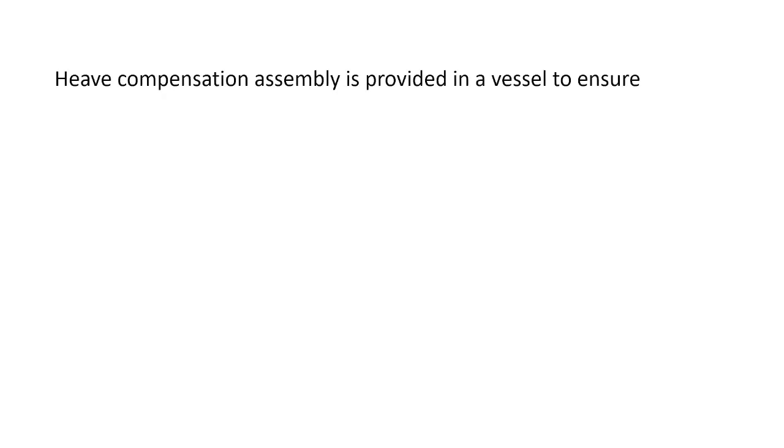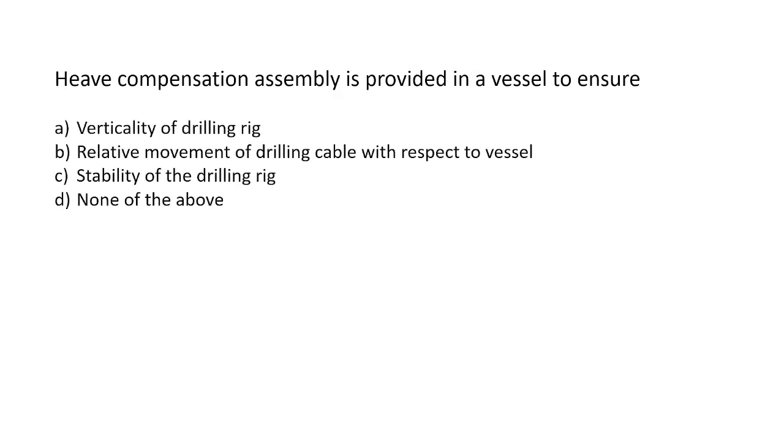Next is, heave compensation assembly is provided in a vessel to ensure, this is simple. Heave compensation assembly we have seen. Which one? B, yes, correct. The assembly is provided to ensure there is no relative movement of the drilling cable with respect to the vessel, and to maintain the verticality of the drilling line. So B will be the answer. Correct. Okay, that's it.